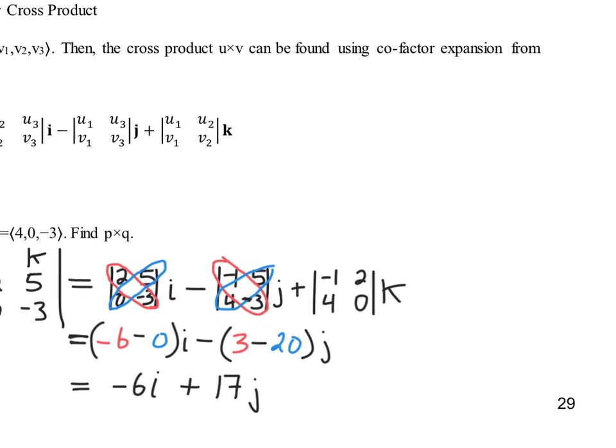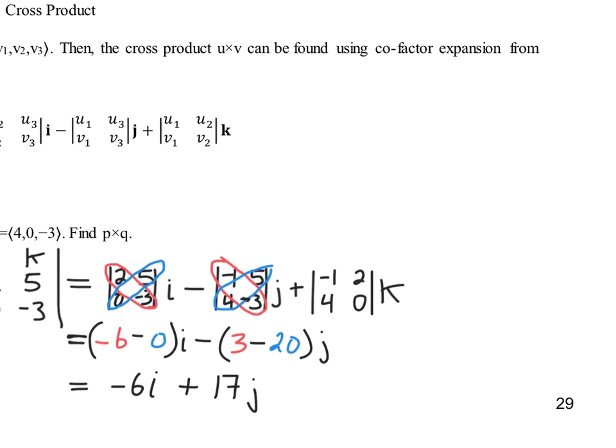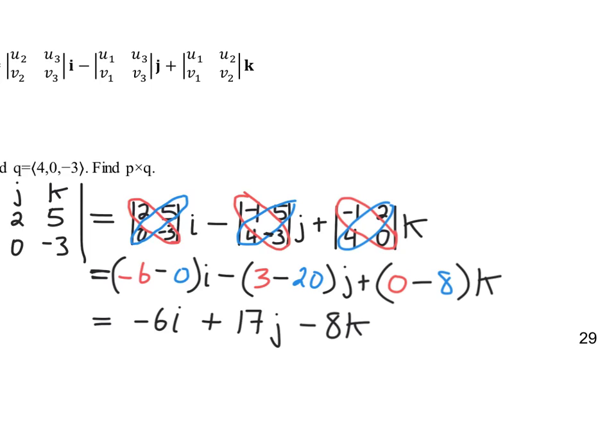And then for the last one, diagonal down minus diagonal up. So 0 minus, and then diagonal up is 8. So -8k. You could also put it in component form, so -6, 17, -8. Either way.